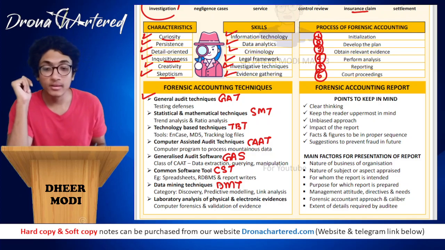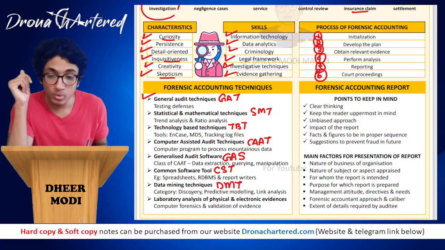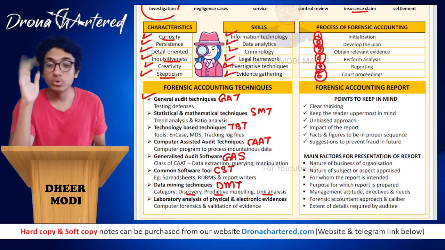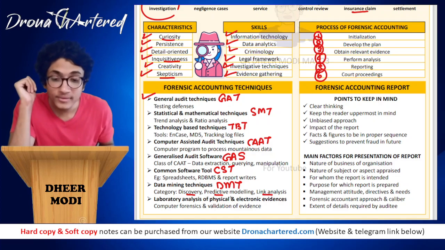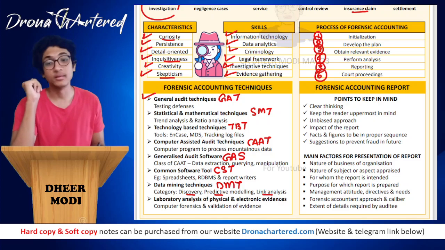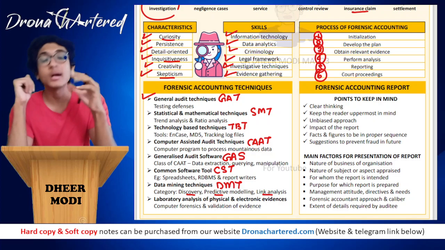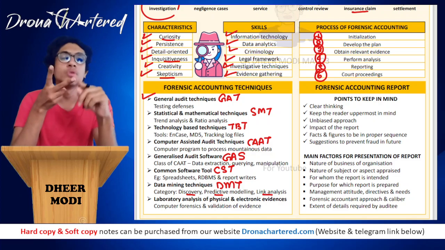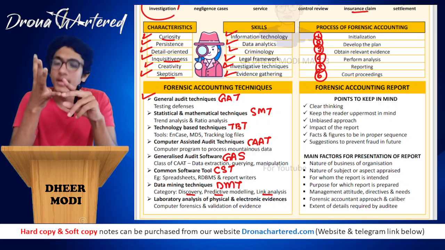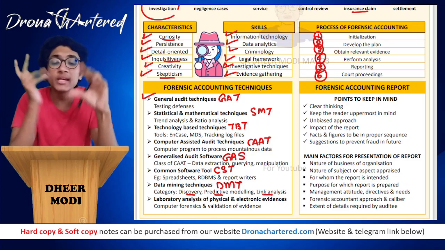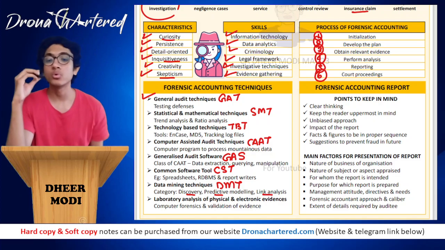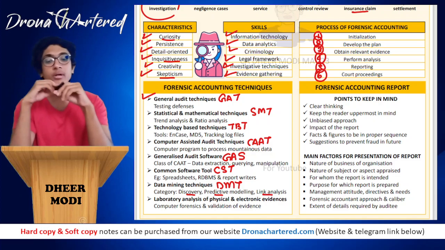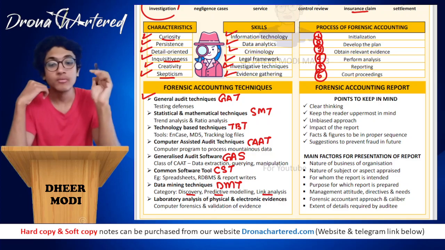Data mining techniques is important because there are more categories: discovery, predictive modeling, analysis. So I would suggest you to go through the question bank also for this. And last is your laboratory analysis of physical and electronic evidence. Okay. So these are your forensic accounting techniques. You have your GAT, CAT, CST, GAS, DMT, and TMT. So all of these mnemonics you have to learn so that you will be able to write. It is not difficult. Pause the video, learn it right now so that you are done while watching the videos only.